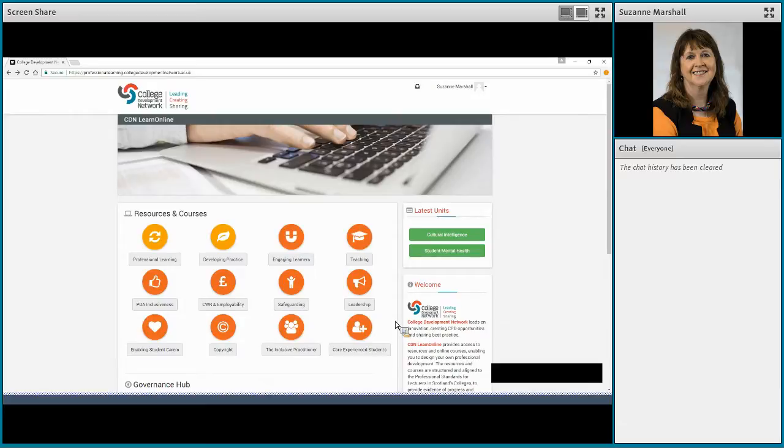This is our Moodle. If you're not already registered on this, then you can register on it, and every time you click on it, you will log in, and this will give you access to some of the resources and courses. Now you'll see on the right hand side we've got a box that says latest units, and you'll also see we've got cultural intelligence under that. In the future, because we've just launched this today, you will see an icon like the others which will have an equalities tag under it.